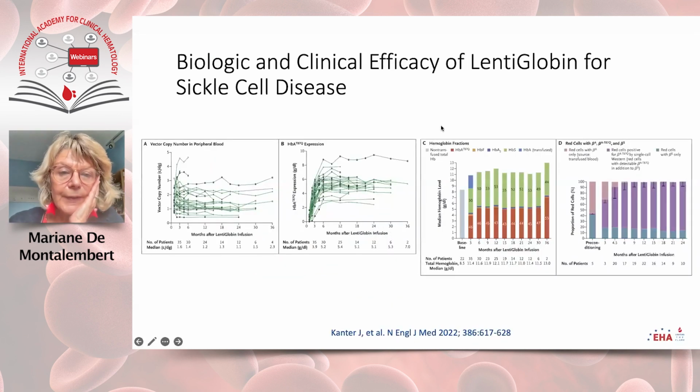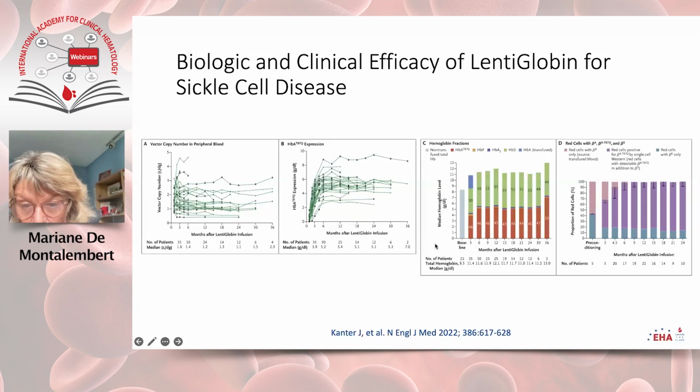Here is what was done by Bluebird in orange. You have the addition of hemoglobin A87Q. And you can see that there is 40% of anti-sickling hemoglobin with a pan-cellular distribution.